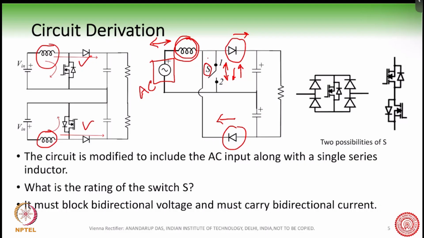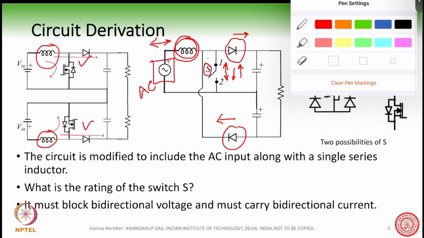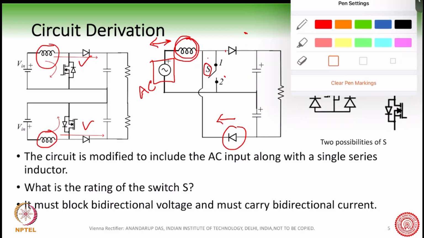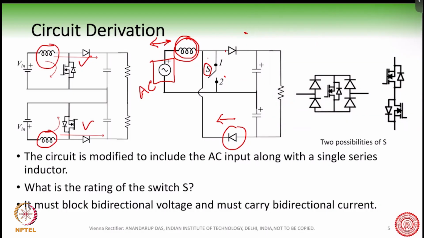So therefore, we can say that this current here will be bidirectional in nature. This is the current which will flow through the switch. Now, what about the voltage which needs to be blocked by this switch?